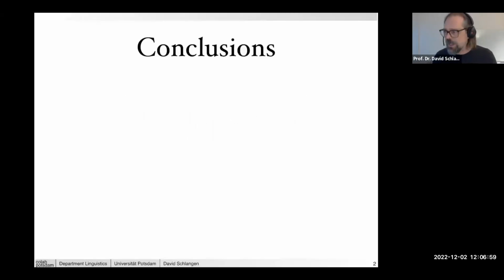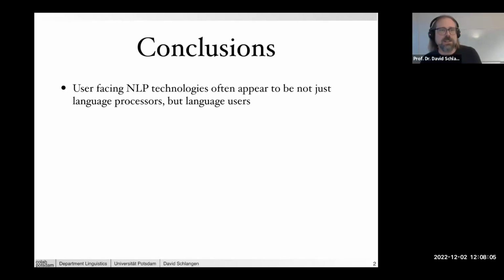Okay. So what I like to do in talks is to start with the conclusions. For one, should you happen to fall asleep sometime during the talk, then at least you get a little bit of an idea of what the intended message was, but also because it tells us what we will be working towards here. So the first bit is the claim that user-facing NLP technologies often appear to be not just language processors, but language users. And NLP here, of course, stands for natural language processing. It's the modern name for my field, which used to be called computational linguistics, but now most practitioners would probably identify as NLP, natural language processing researchers.